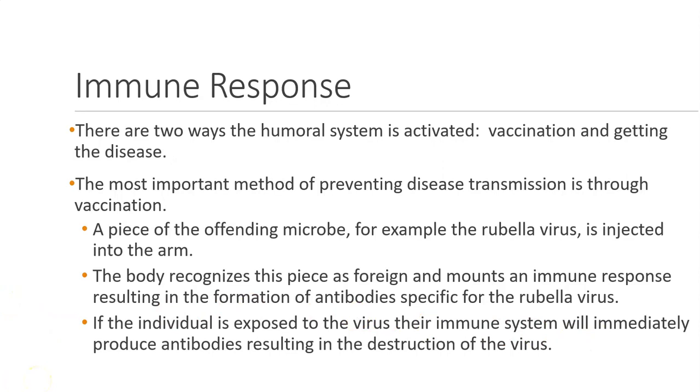In the immune response, there are two ways the humoral system is activated: by vaccination, which is a passive immunization, and getting it through disease, which is an active immunization. The most important method of preventing disease transmission is through vaccination. What they do is they take a piece of the offending microbe, not the whole organism, just the piece that is most foreign to the human body.